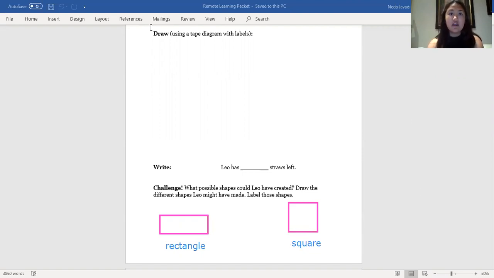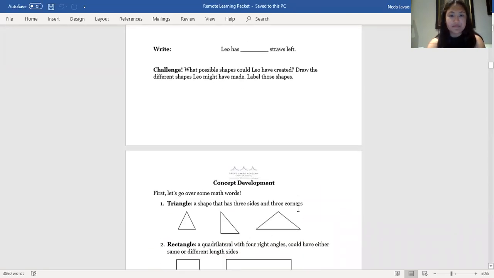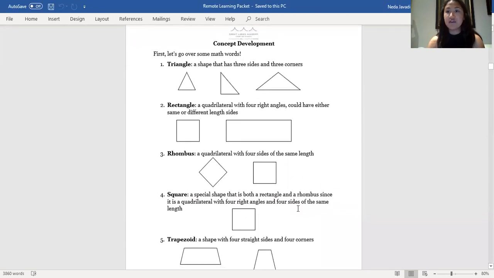Let's keep going. On your packet, turn the page. And first, for this lesson, we're going to review some math words that you should have already learned in kindergarten. So this is easy stuff. You got this. Number 1, finger on number 1. That shape is a triangle.